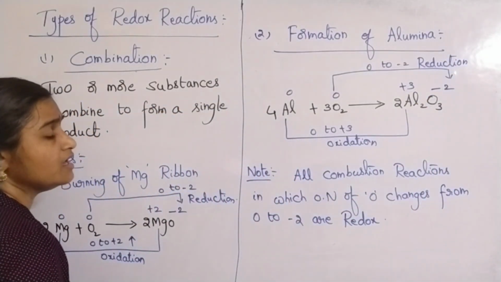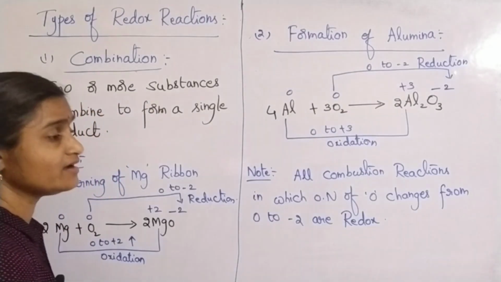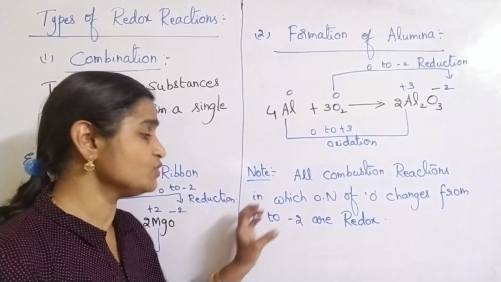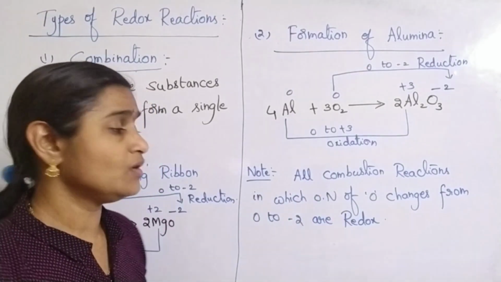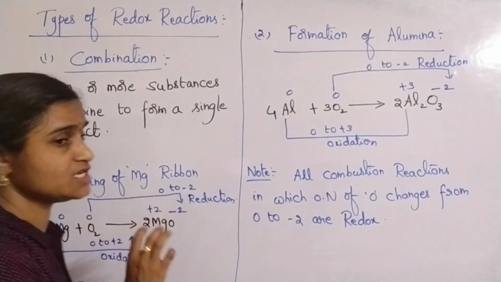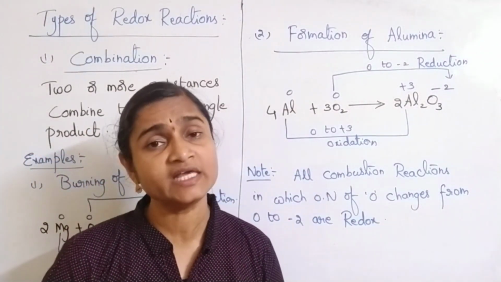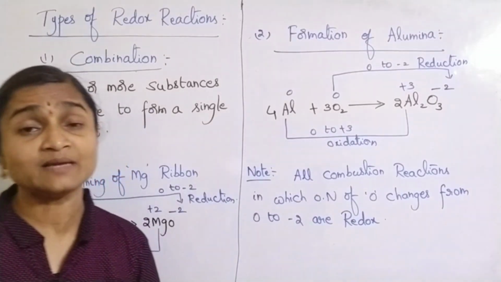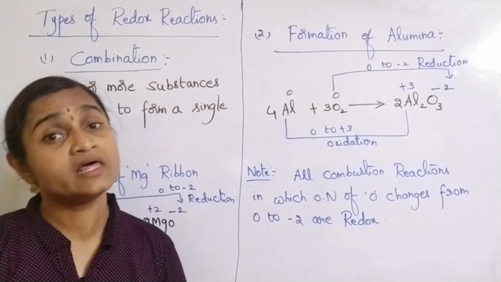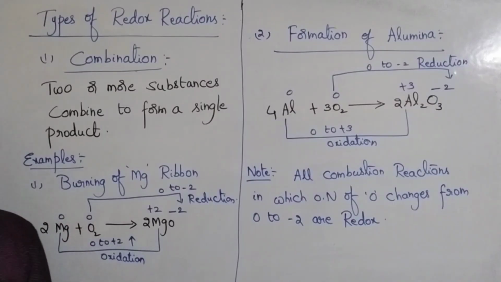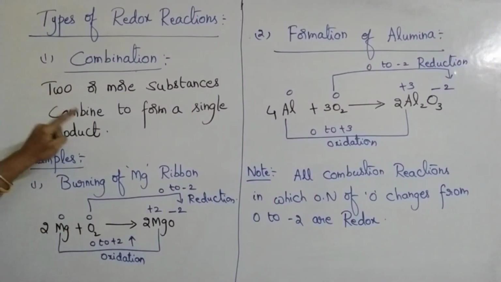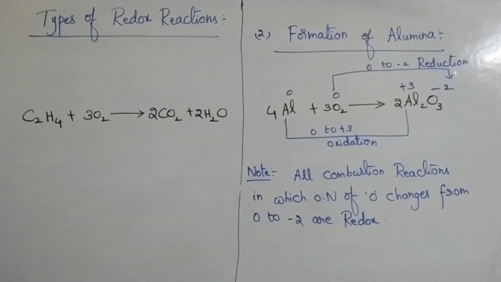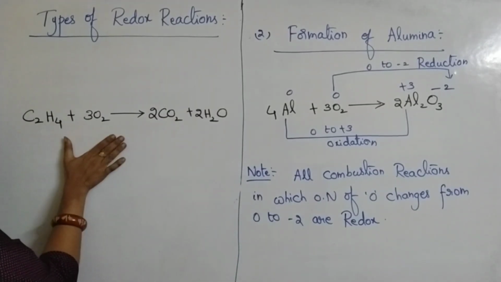Okay, and a very important note point, you can note that all combustion reactions in which oxidation number of oxygen changes from 0 to -2 are said to be redox. Now if the oxidation number of oxygen changes from 0 to -2 in any combustion reaction, then compulsorily that particular combustion reaction is said to be redox. Let us see one example for that. For this note point, let us consider this example.